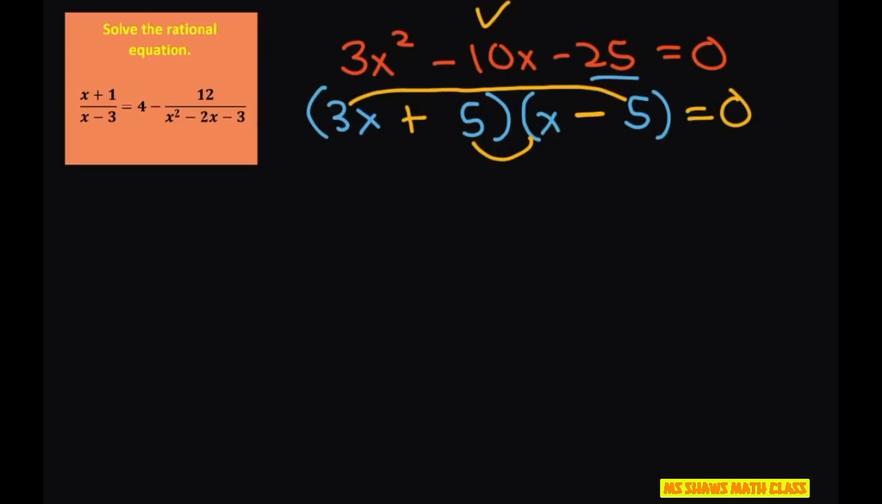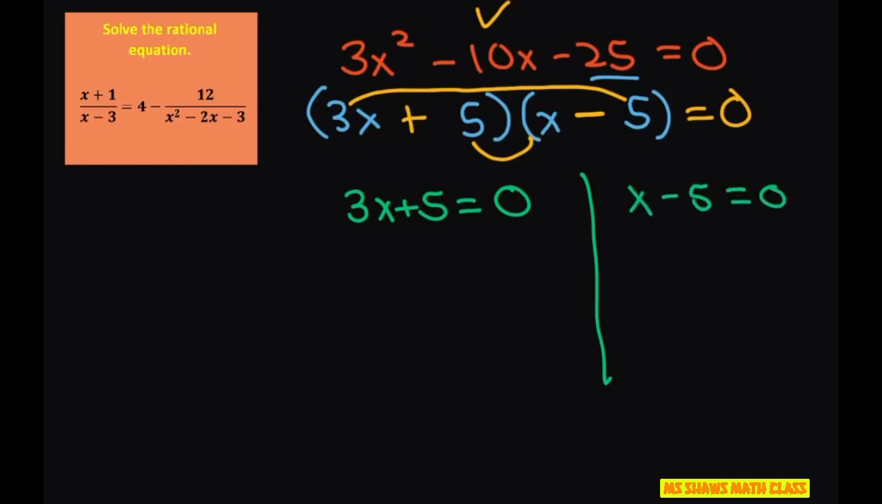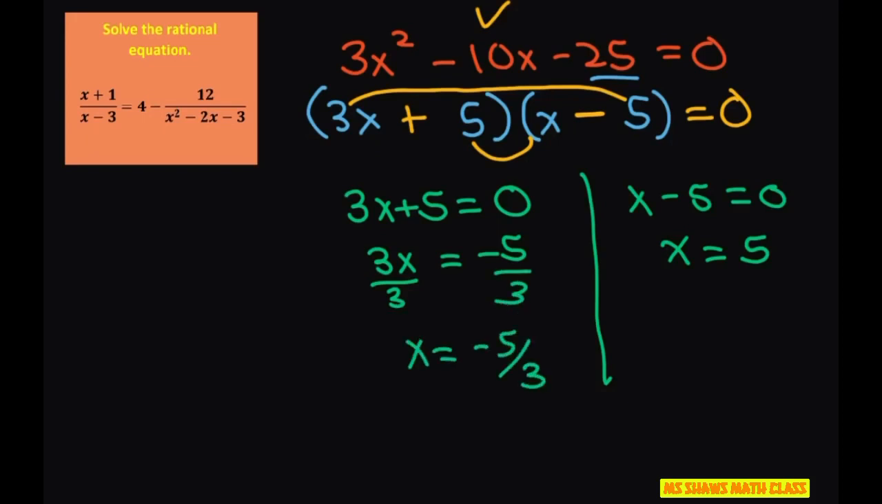So we're left with solving. So set each piece to 0 because we have to solve for x. Well, this one's just going to be x is 5. Subtract the 5. Divide both sides by 3. So you get x equals negative 5/3. So we have two solutions, and they aren't the ones we have to disregard. So our solution set is negative 5/3 and 5.